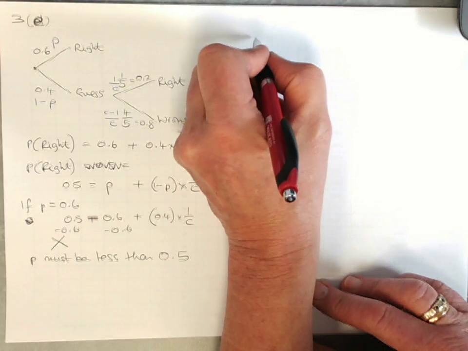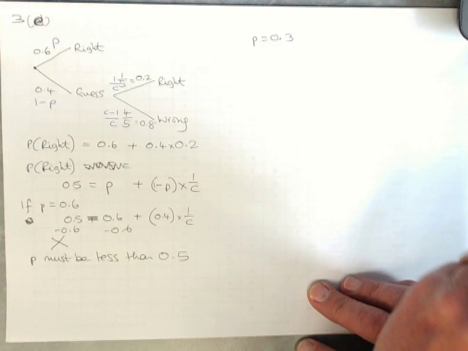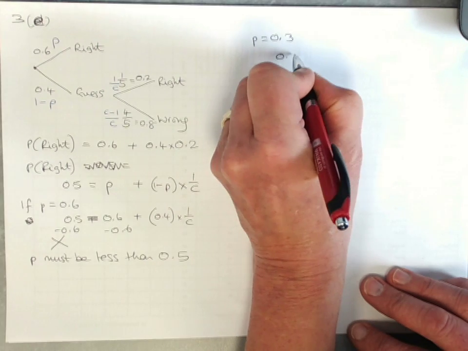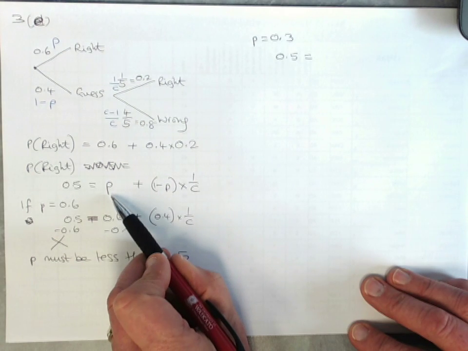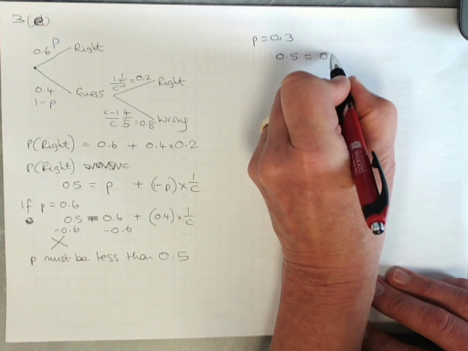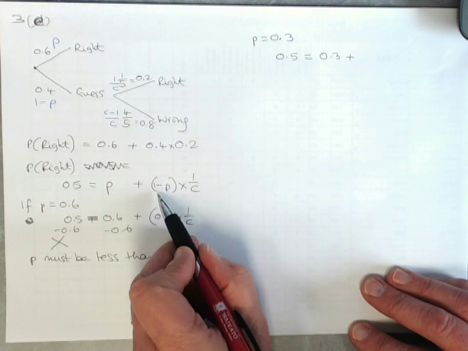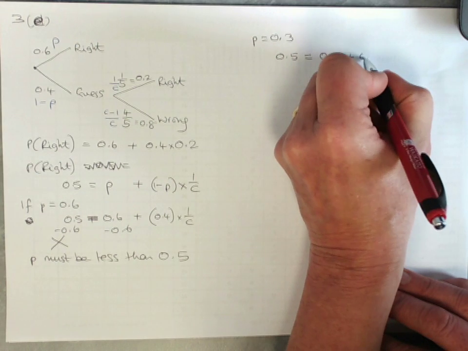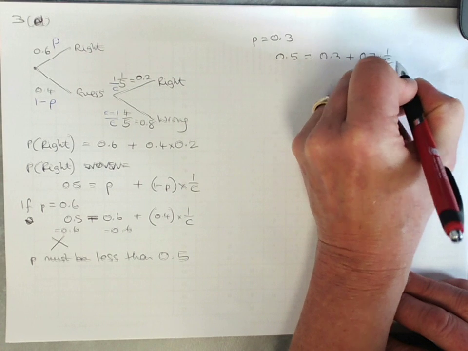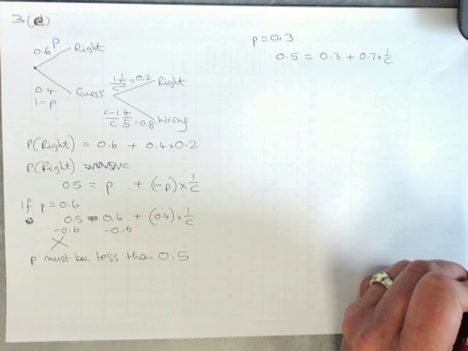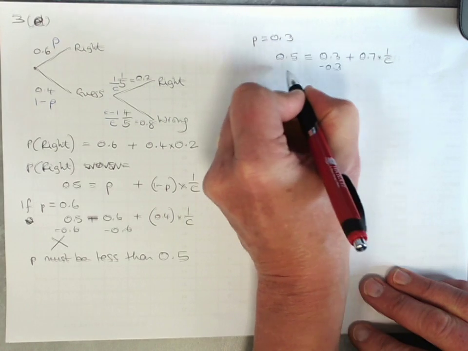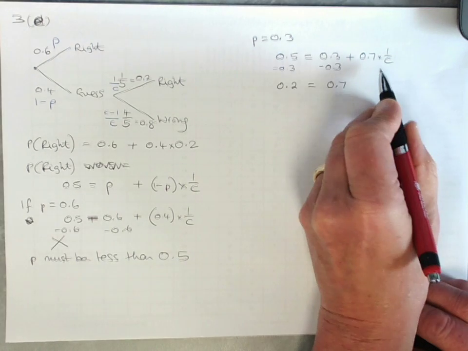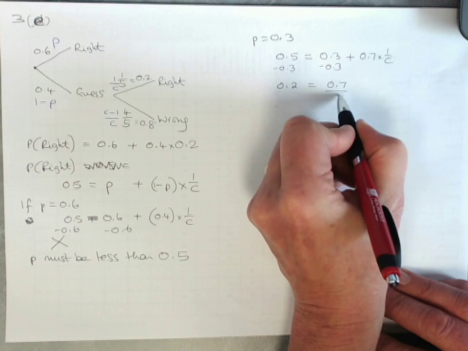So now let's try P equals 0.3 and see if we can work out the value of C and see if that works out. Okay, so the probability is altogether going to be 0.5, and now we're going to put in 0.3 instead of P. So we've got 0.3 plus 1 minus 0.3, which is 0.7, times 1 over C. Let's work this out and see if we can come out with a value for C. We minus 0.3 off both sides of the equation to start off with. So 0.2 is now going to be 0.7 times 1 over C, so it's just 0.7 over C.